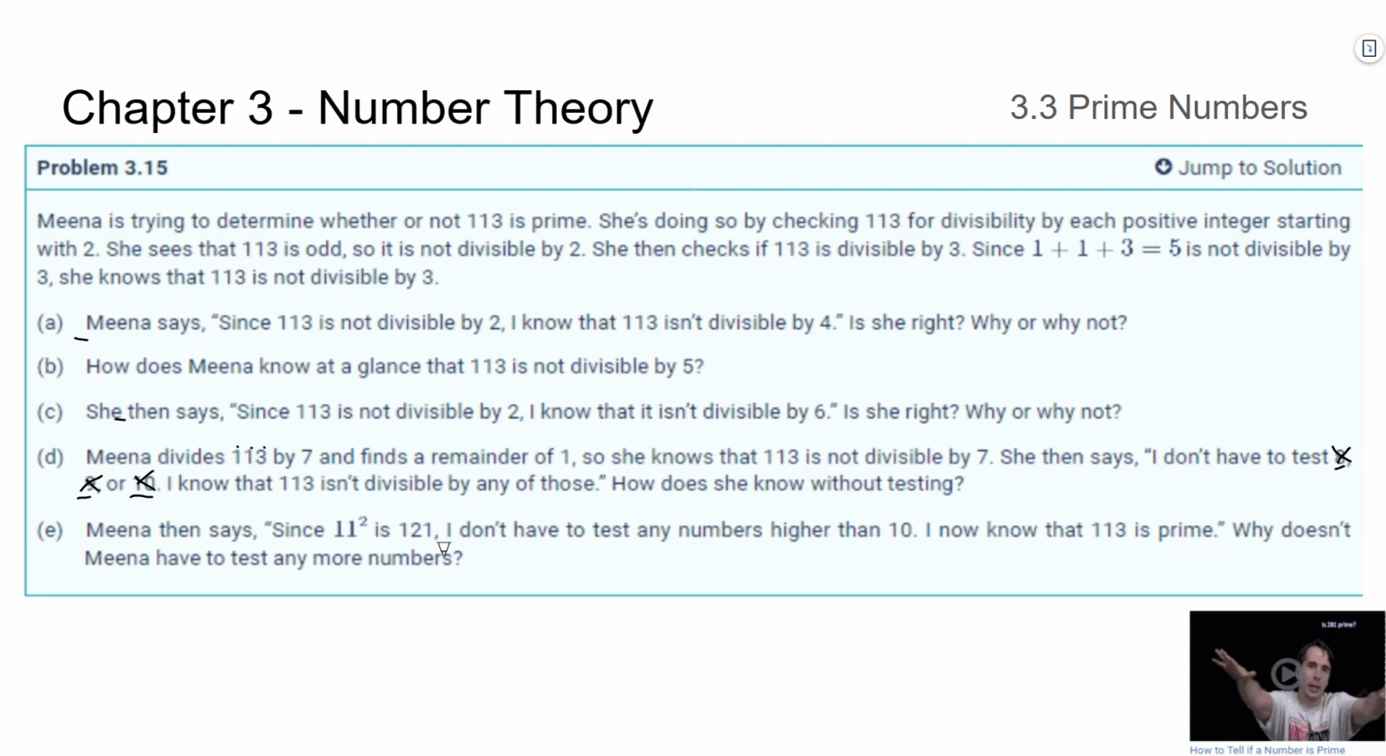All right, so hopefully that makes sense why 11 squared is important to know that we don't need to keep going, because 11 squared is higher than 113. So 113 is a prime.